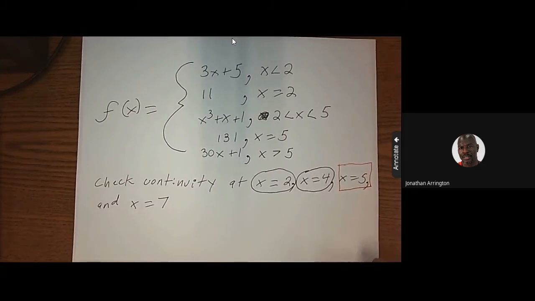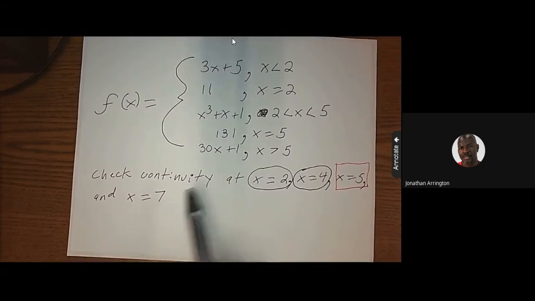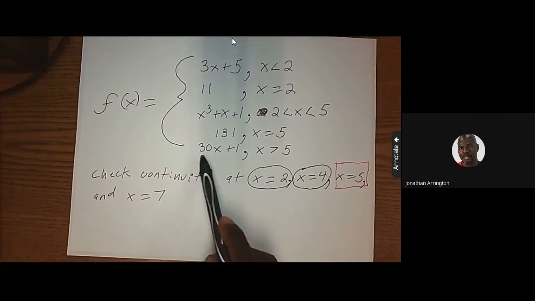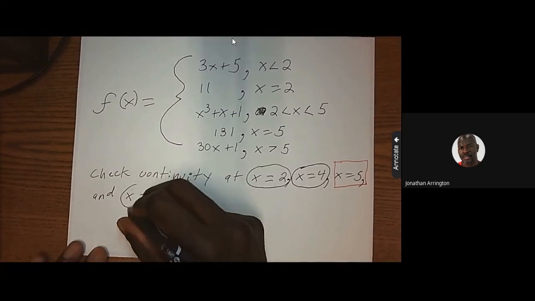And what about x equals 7? The case of x equals 7 is similar to the case of x equals 4. Remember, for x equals 4, it was only affiliated with this one piece. Well, x equals 7 is only affiliated with this one piece because x equals 7 only goes with the numbers greater than 5. And again, this is a polynomial function. It's a linear function, and so it's well behaved. So it's going to be continuous. And so x equals 7 is definitely continuous.